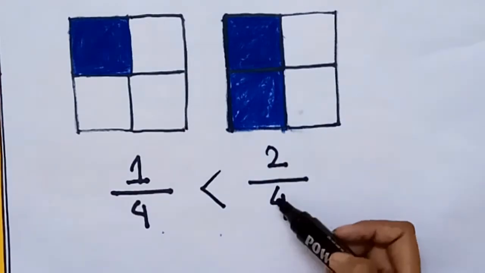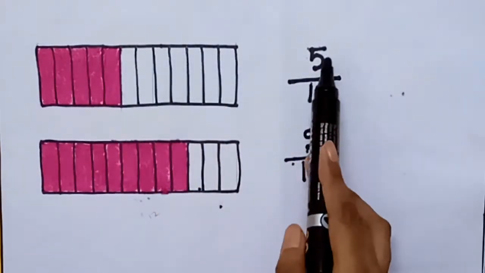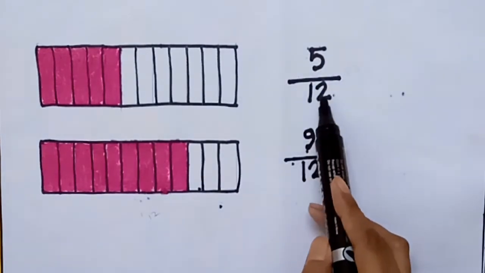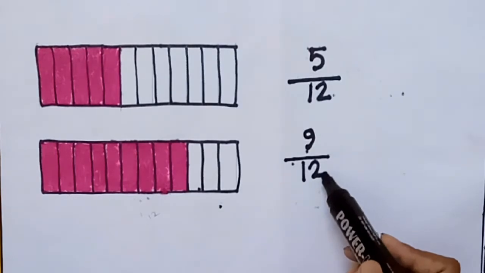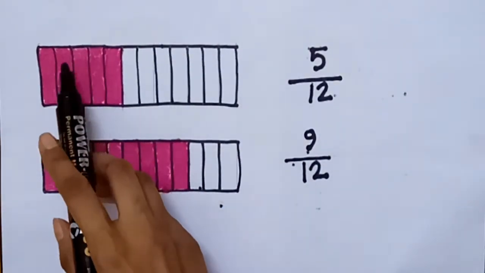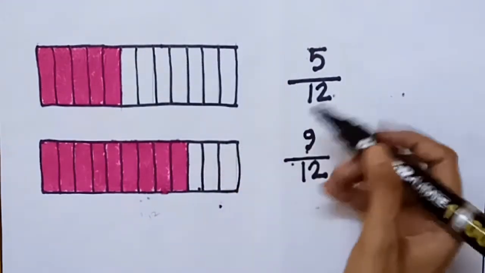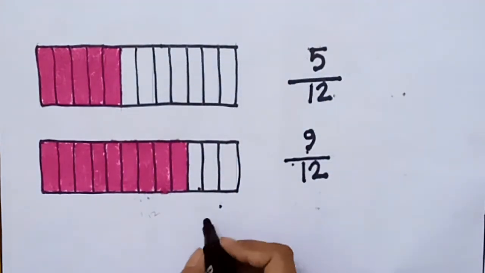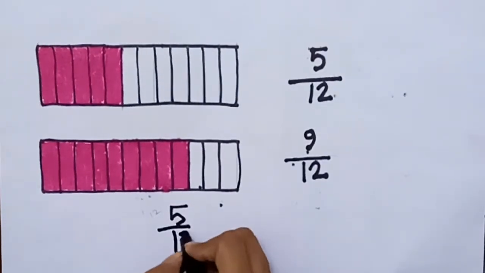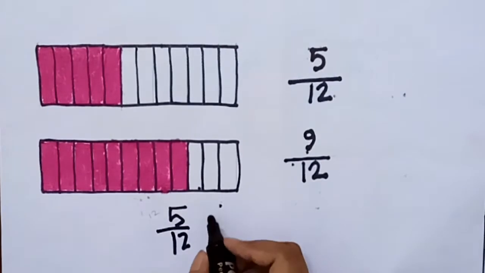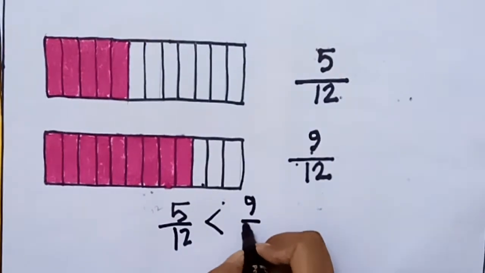smaller than 2/4. Again, this one represents 5/12 and this one represents 9/12. If we compare these two, we can say 5/12 is smaller than 9/12.